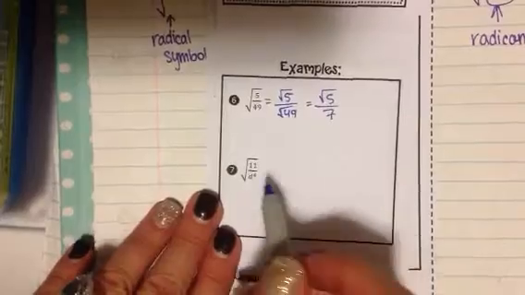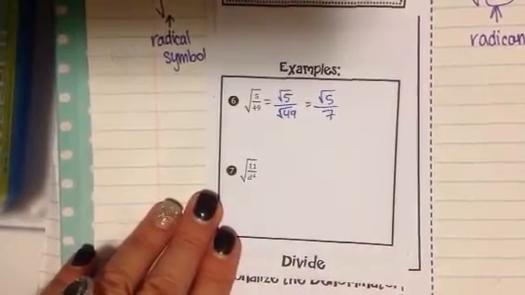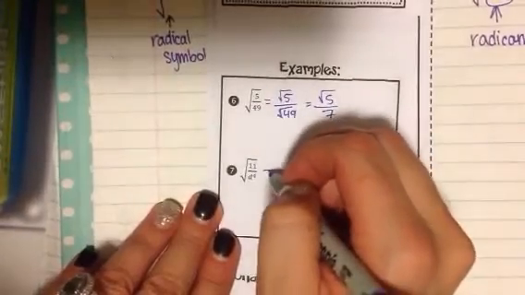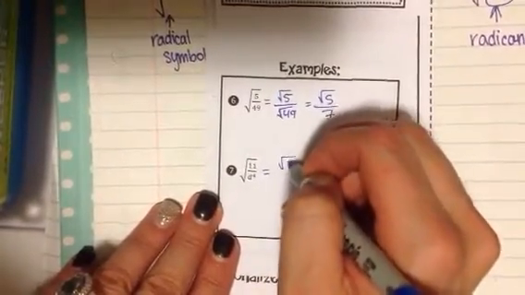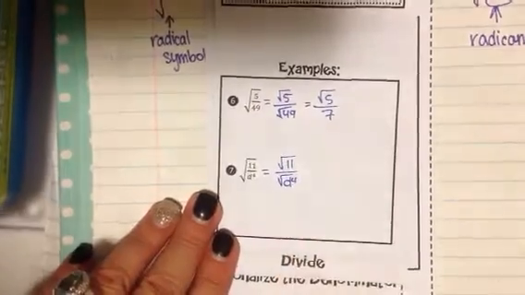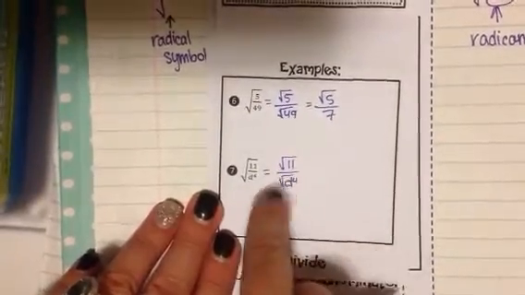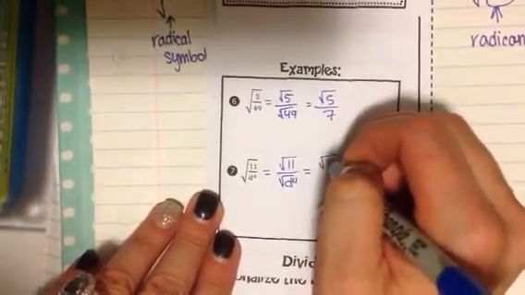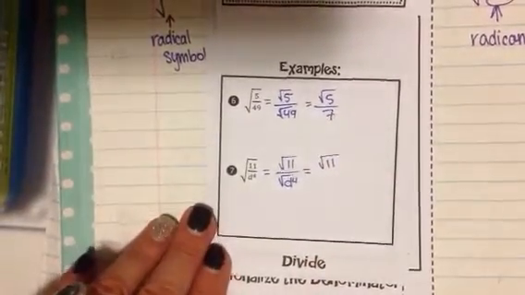The next one is the square root of 11 over d to the 4th power. Well, I can once again split this up. Square root of 11 over the square root of d to the 4th power. I do not know the square root of 11, so it's going to stay inside. So d to the 4th power.